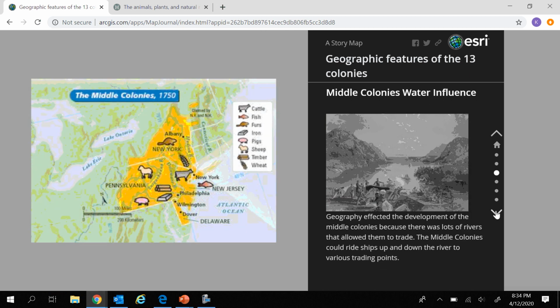Let's move over to the middle colonies. The middle colonies had a ton of rivers. You can kind of see them here in the map. There's these little blue lines. They come up from the ocean in here, and there's tons of rivers. And this opened up a lot of routes for trade among the colonies. So they could bring things from one settlement to another down the river. And that was a really big money-making aspect of the middle colonies, the ability to trade goods.